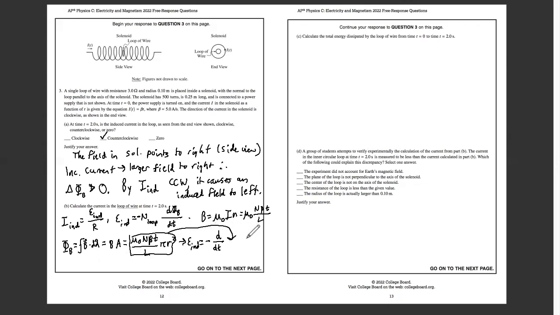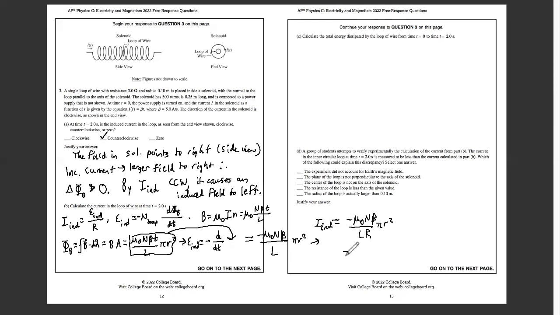Now, what does that actually evaluate to? Unfortunately, I'm just going to go ahead and bleed over into the next section right here. So that implies that we get negative mu naught N beta over L times pi r squared. That gives us our induced voltage, and therefore the induced current is going to be negative mu naught N beta over L times resistance pi r squared.